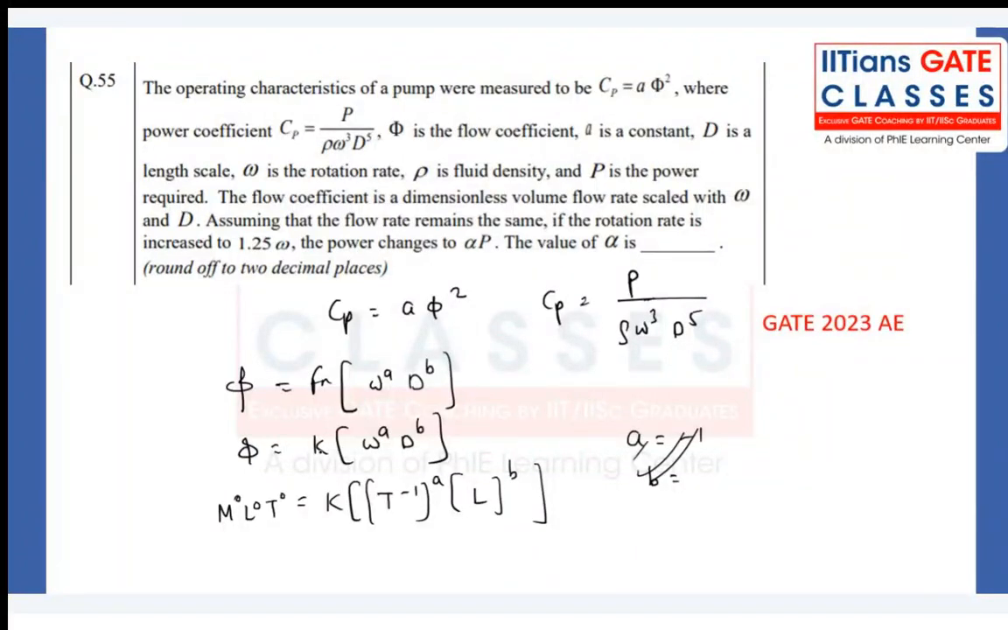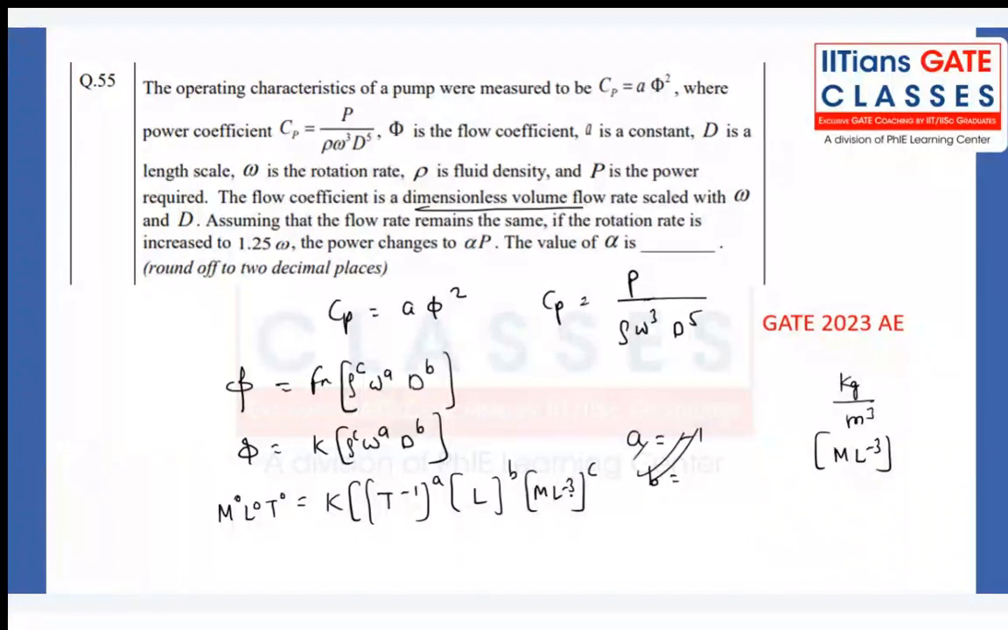Because here we have the fluid density. Whatever the flow coefficient is, it is a dimensionless flow rate, right? So it will depend on density also, rho to the power c. So here what is the density unit? Kilogram per meter cube. So what can we write? ML to the minus 3. They have not given the relation, we have to derive it.